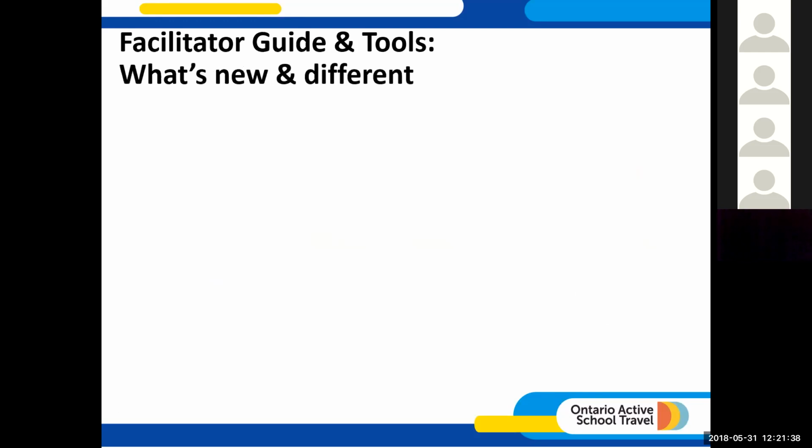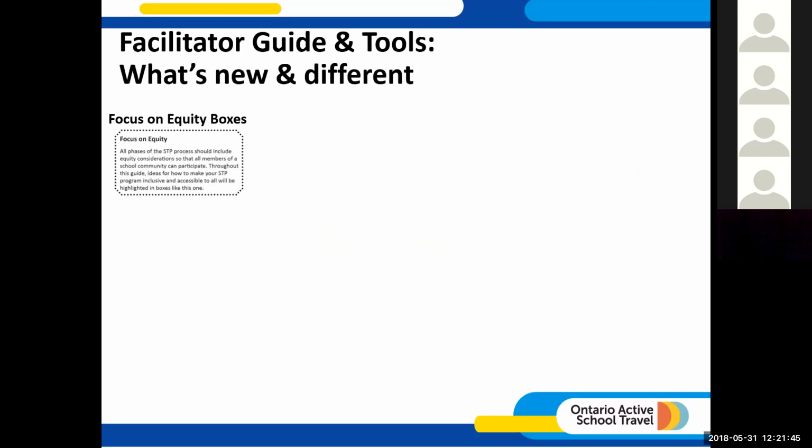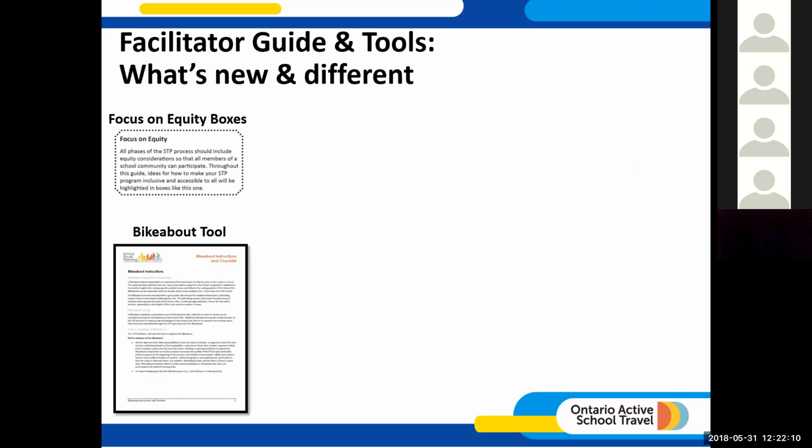So some new additions or major modifications to the contents of the guide for facilitators. We've got suggestions on how to make your STP program more equitable, meaning more accessible and useful for individuals of all socioeconomic status, diverse ethnicities, people with mobility or sensory limitations, etc. These mentions appear throughout the guide in boxes with dotted lines around them, like the one that you see there. There's also a new tool to help facilitators conduct bikeabouts.